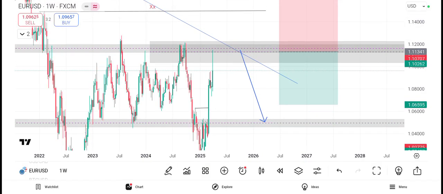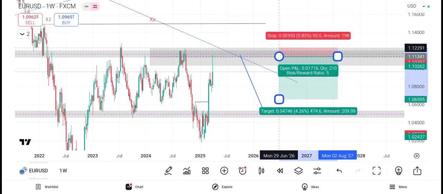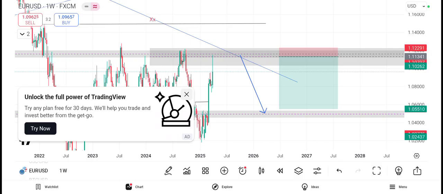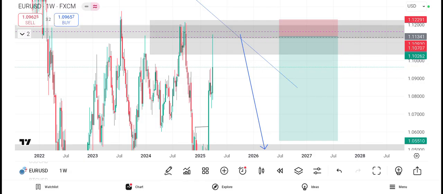I actually was looking at these points. This was where I placed my order. I deleted it before I started this video. Something like this. This is a 583 pip move. But I did not remember to place limits. I just came and saw crazy movement on the chart. But still we'll look for the sells.